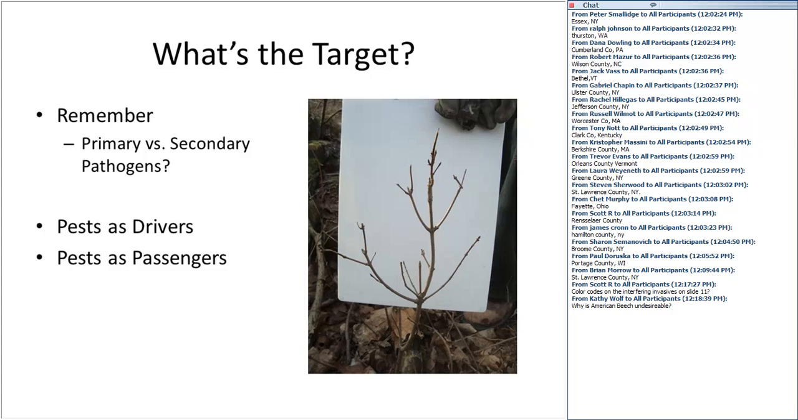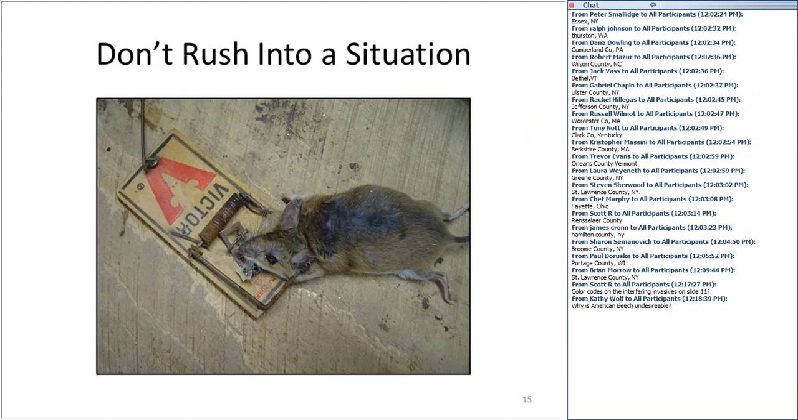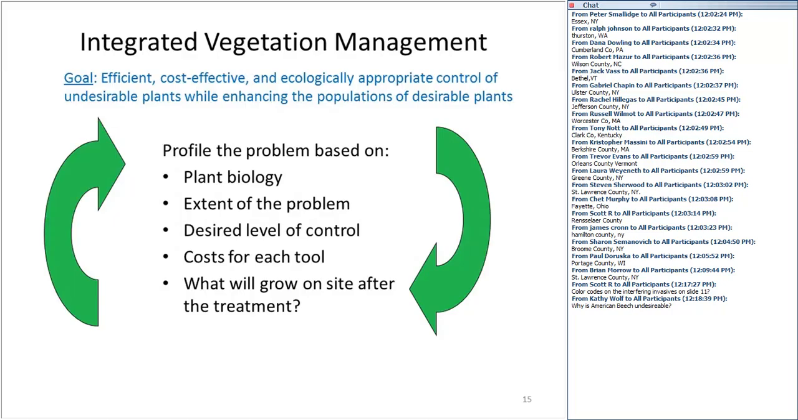So the word to the wise is don't rush into a situation, right? People say, well, the early bird gets the worm. Well, the first mouse does not get the cheese. So the admonition here is to not rush in, but to be deliberate and to think about how we want to approach this problem. The structure for thinking about how to approach this problem uses a framework known as integrated vegetation management or forest vegetation management.